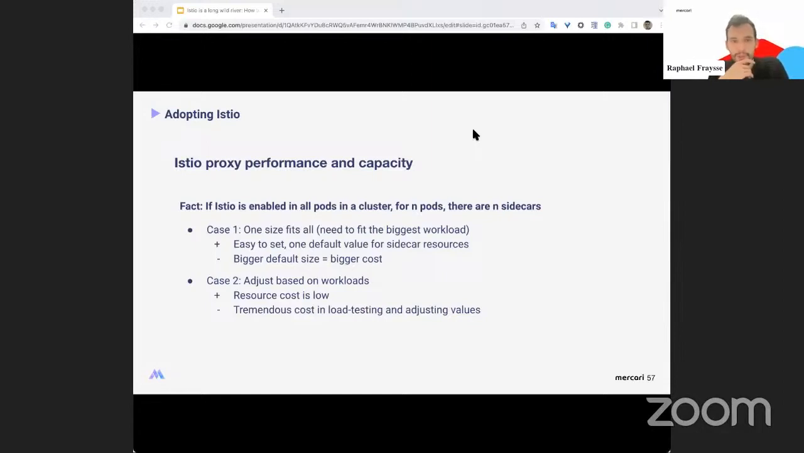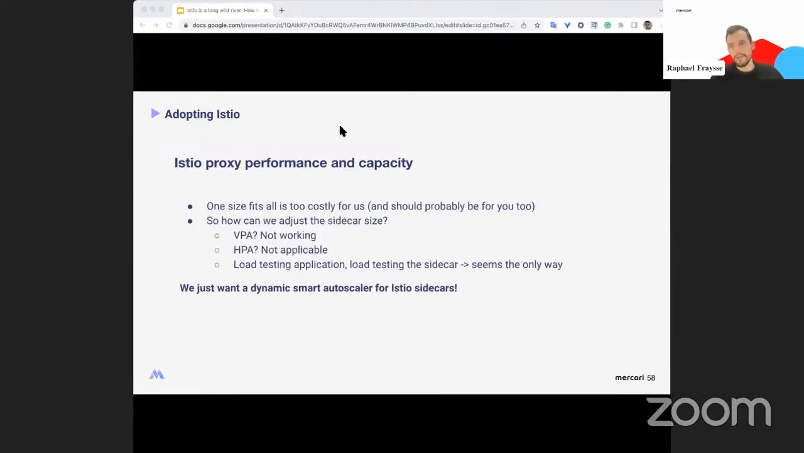The second one is to adjust based on the workloads, because if you know exactly your workload is at that much RPS and you require that much CPU or memory, then you can adapt each proxy to have the appropriate value. But on your side, how do you understand that? It's very difficult because you need to load test and adjust values on a per case basis. So you spend a tremendous cost in trying to have those values. So for us and for you too, one size fits all is too costly.